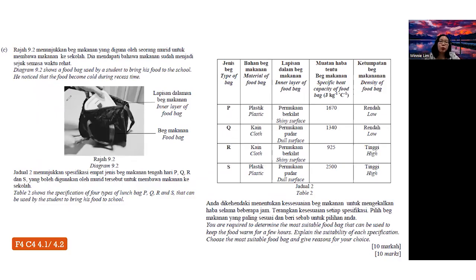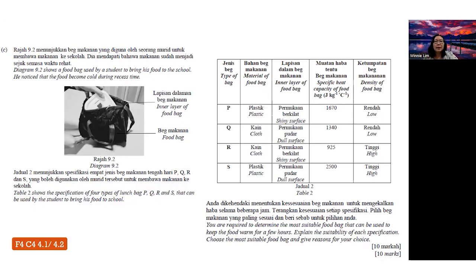So diagram 9.2 shows a food bag used by a student to bring his food to the school. And you notice that the food becomes cold during recess time. That means this bag is not good enough. So table 2 shows the specification of 4 types of lunch bag, P, Q, R, and S that can be used by the student to bring his food to school.